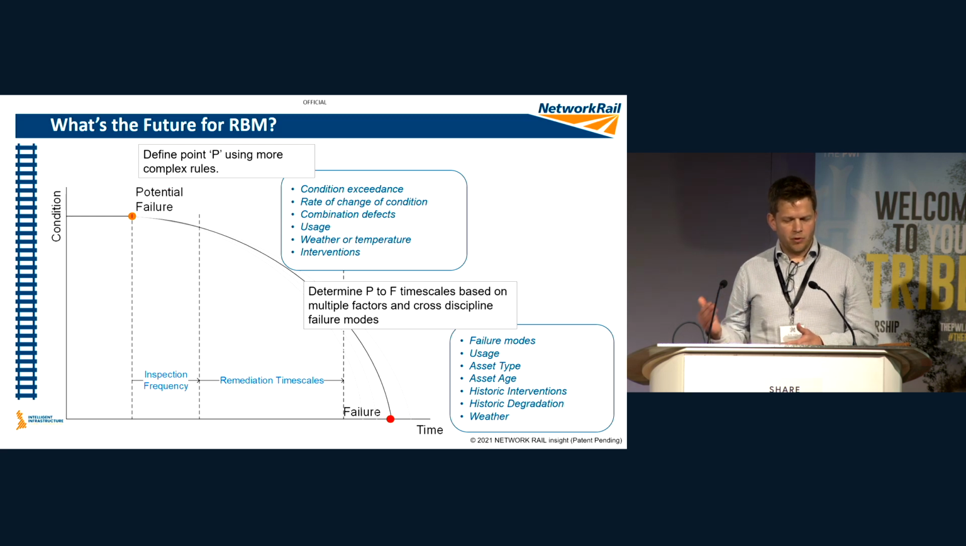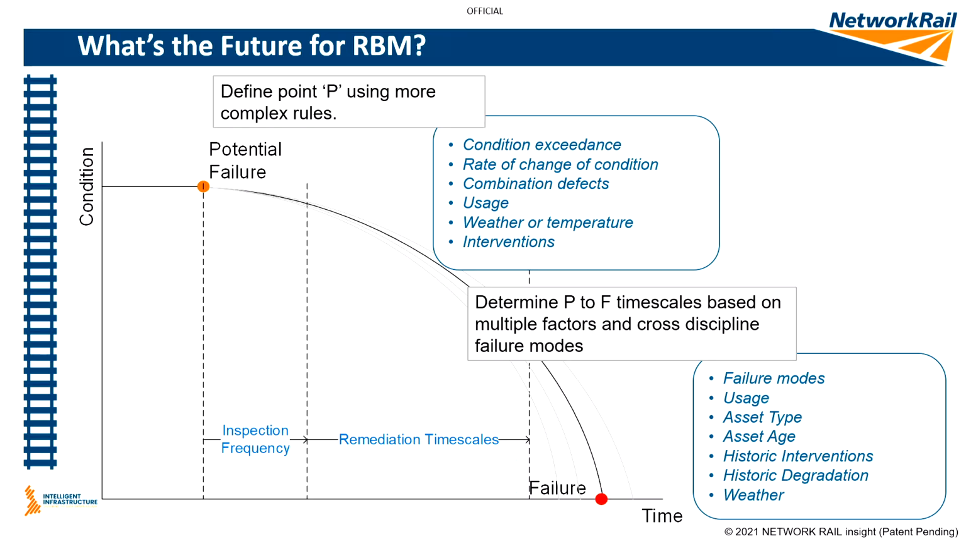We can also become more sophisticated about how we define the P2F curve and the timescales for that. So you can start considering factors like usage or weather. How's that impacting on our predicted degradation and when we need to interact with that? And that's where Insight is bringing all that information in and enabling you to refine that and make sure that you're carrying out the right interventions at the right time, at the right place.